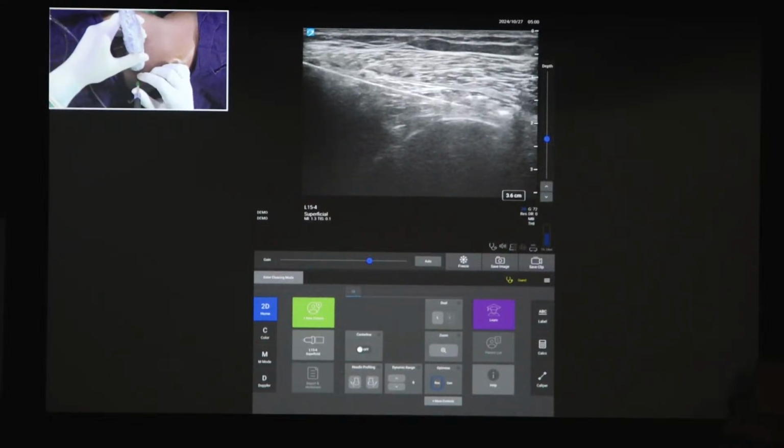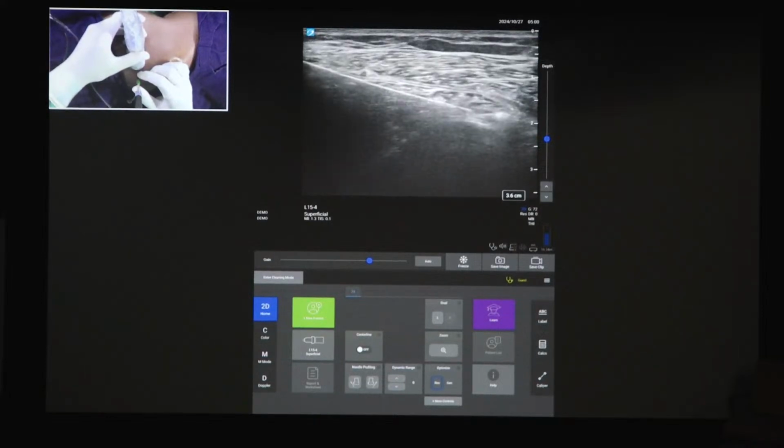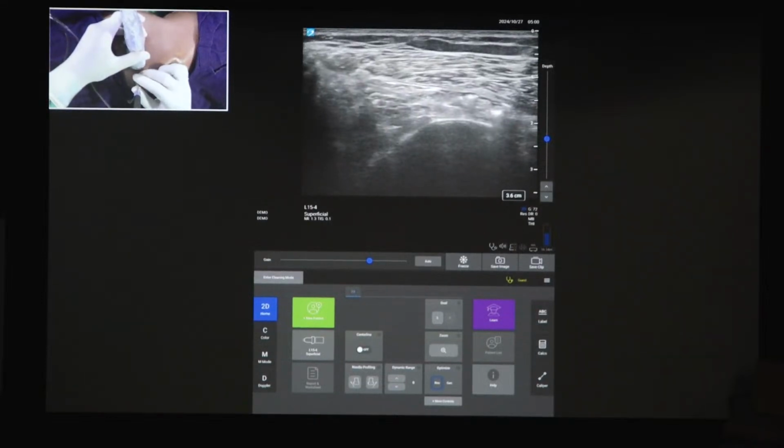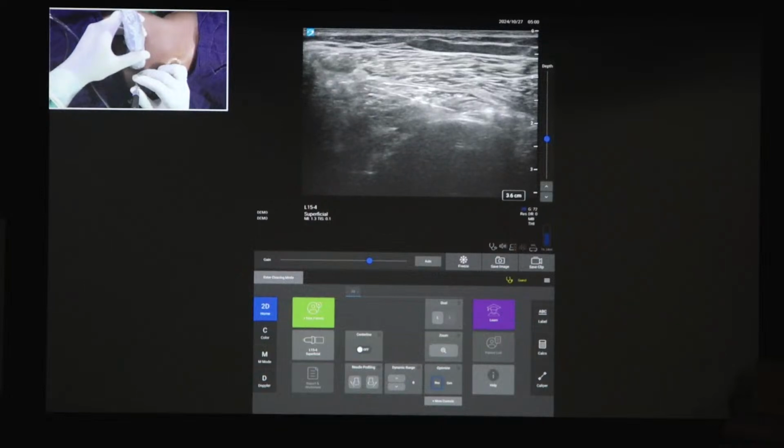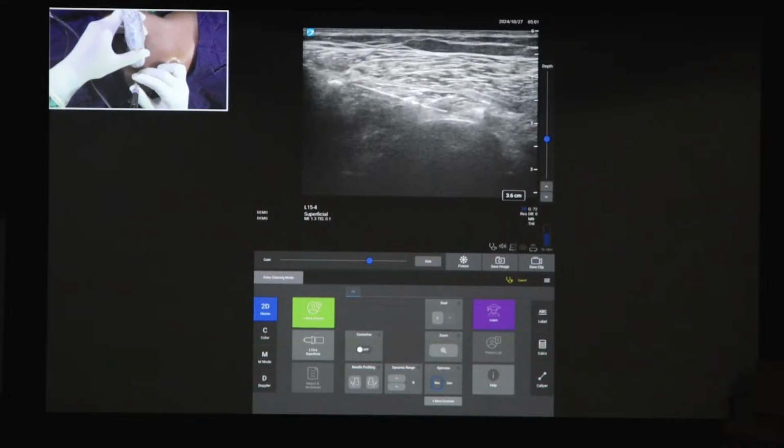So we can start the RF. So you can see my needle tip is exactly in the midpoint. So I'm just going to slightly pull it because the cooled RF lesion is more at the tip of the needle, whereas the conventional is more parallel to the tip of the needle. So you can see the pulsation just in front of the needle, and yeah, that's exactly there.